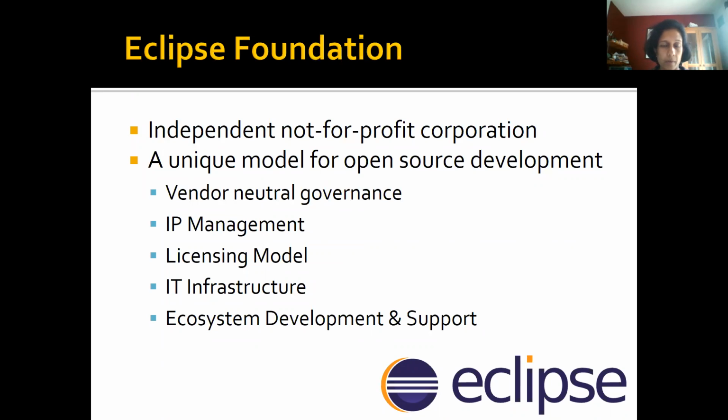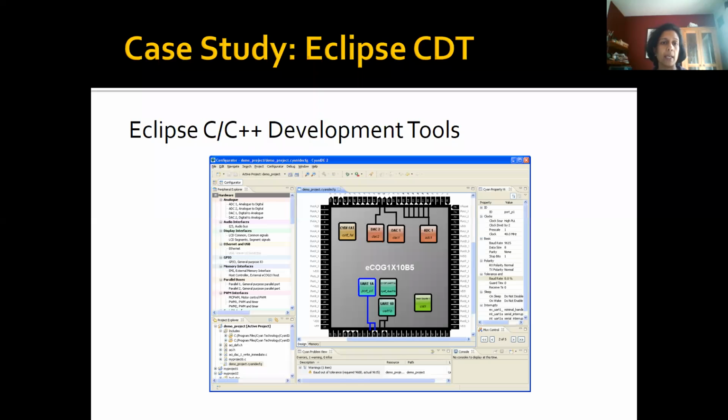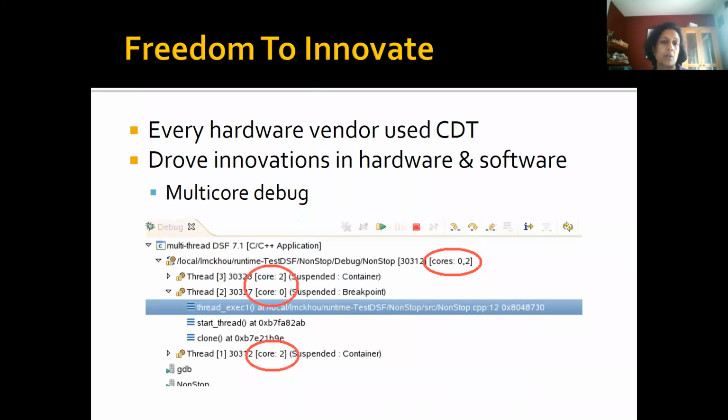So let me give you a real world example that I'm really familiar with from my work. This is a specific project called the Eclipse C and C++ development tools. A lot of work was originally done by QNX, who are now part of BlackBerry. But because it was open source under the Eclipse Foundation, it meant that every company could take it and start to use it and adapt it to their needs. And so every hardware company out there did. I think almost every hardware vendor, if not every hardware vendor, used the CDT.